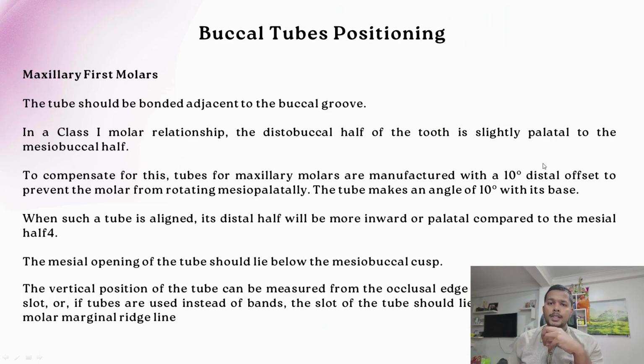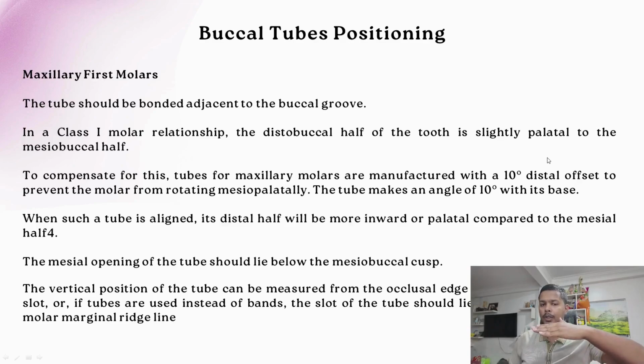So how about the buccal tubes we place on the first molars? The tube should be bonded adjacent to the buccal groove. In the class 1 molar relationship, the distobuccal half of the crown is slightly palatal to the mesiobuccal cusps. So to compensate for this, tubes of the maxillary molars are manufactured with a 10-degree distal offset. So it's not like a straight buccal tube.